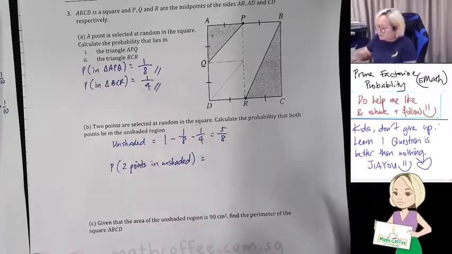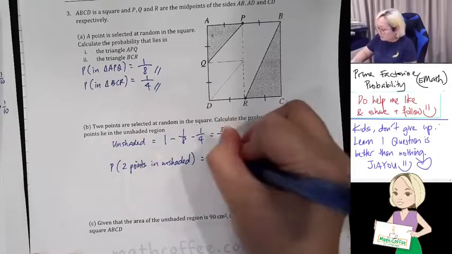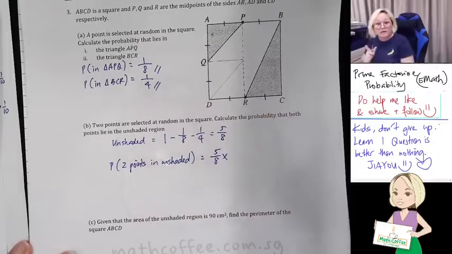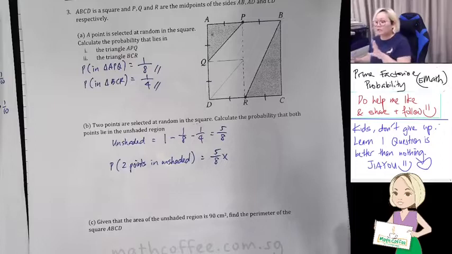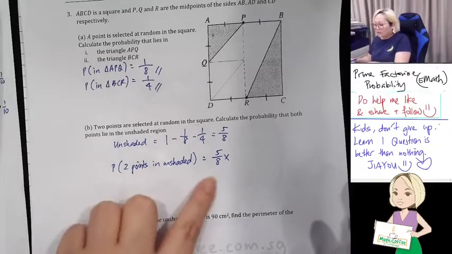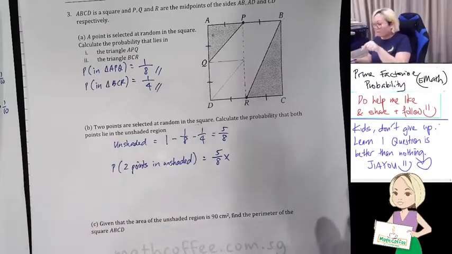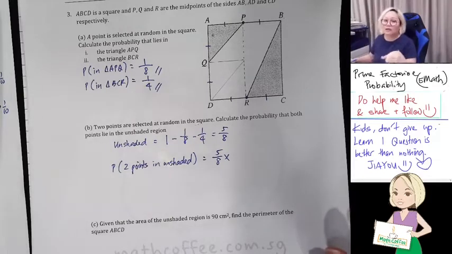Will be equals, the first point unshaded is 5 out of 8. Okay, this is area. So this is different from just now the sweep. Remember just now the sweep, when we take out one sweep, our total need to minus 1, so it becomes 11. So some student common mistake is, they say, okay, I'm going to take the 1 point, the first point is 5 out of 8. Then they say, okay, my denominator also need to change to 7. No. Take note, this is area.